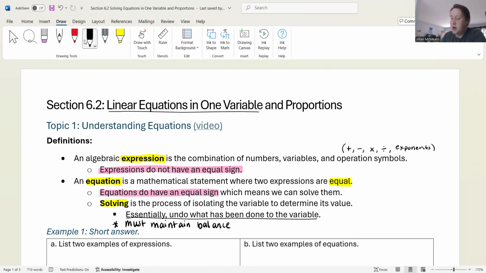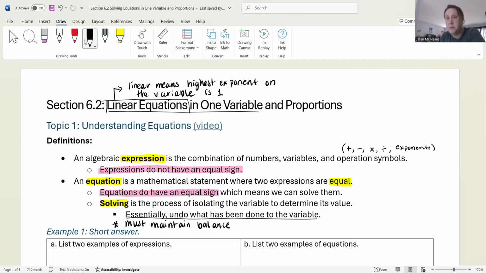As far as this worksheet is concerned, we're talking about linear equations in one variable. I do want to put a little note up here. Linear means the highest exponent on the variable is 1. That's what it means in math when we say something is linear. In this case, we're just going to have a single variable. In the next chapter, we'll talk about linear equations in two variables, but the highest exponent is going to be a 1. That makes it linear.